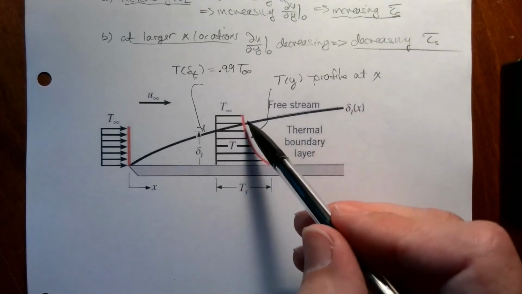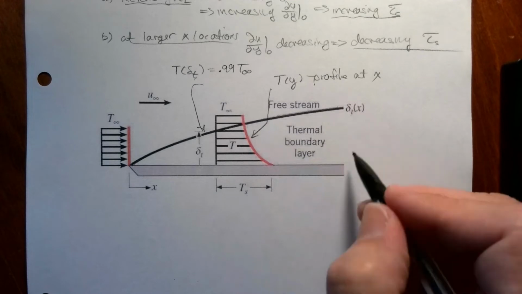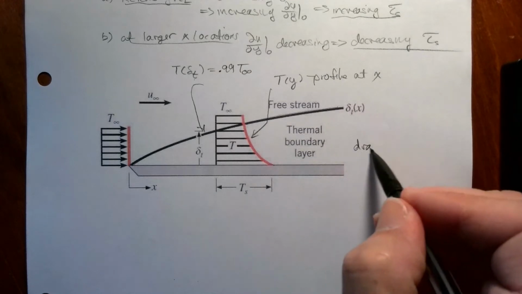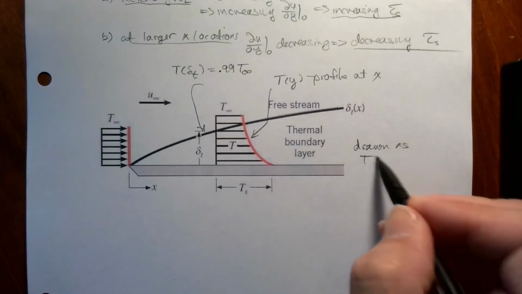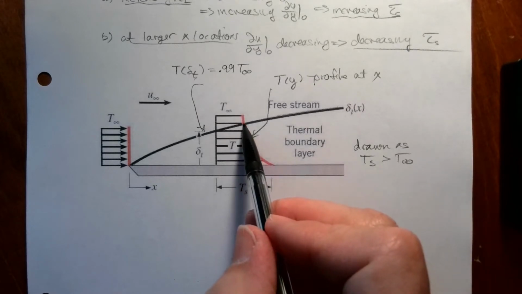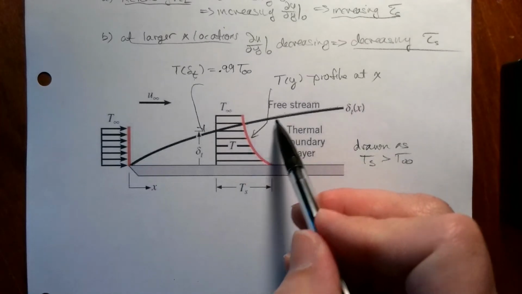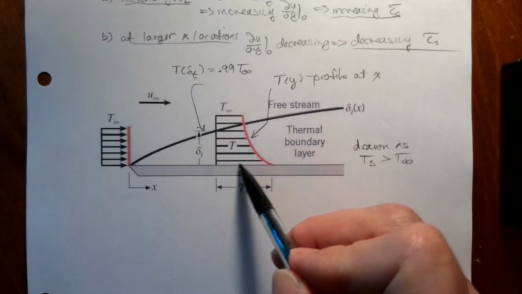It's drawn here as if T surface is greater than T ambient. Of course, it could be the other way around, right? It could be T ambient is larger than T surface, in which case it will just curve back this way.